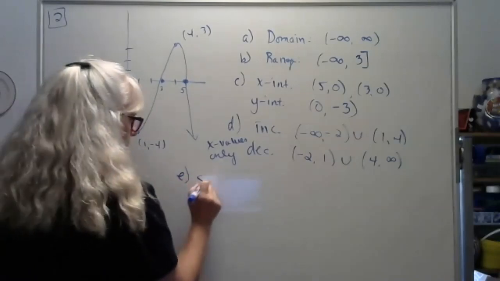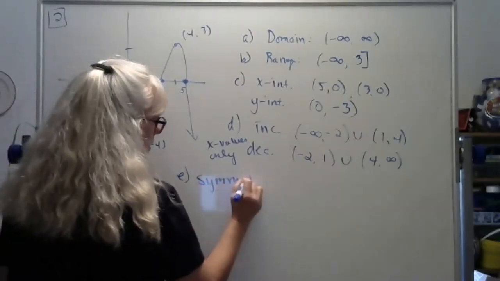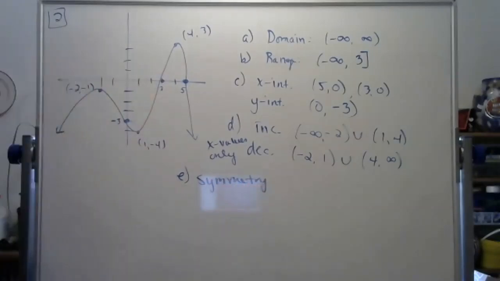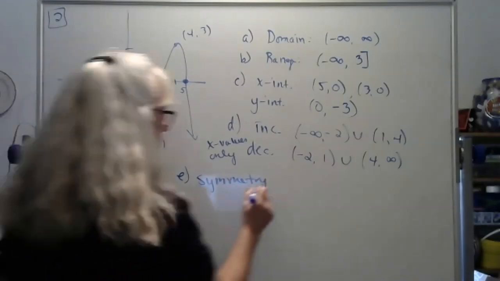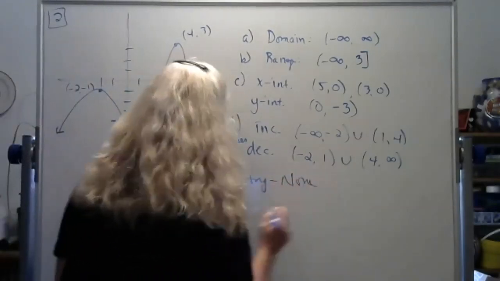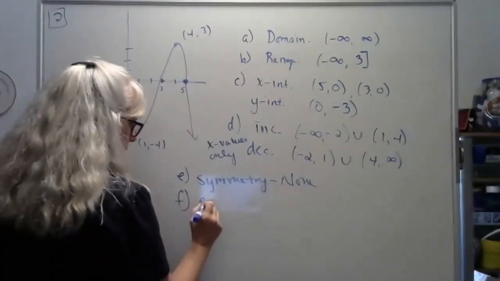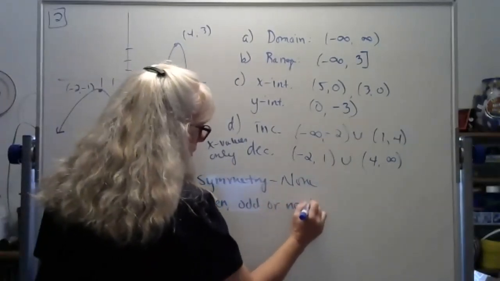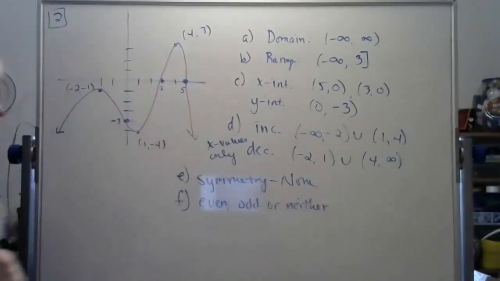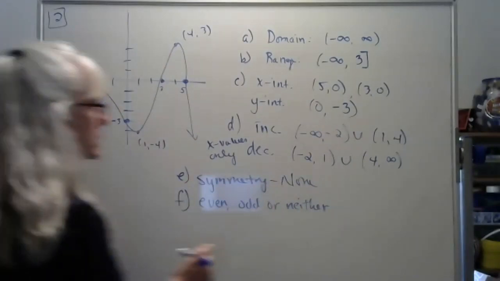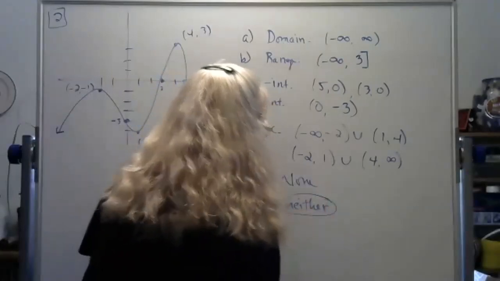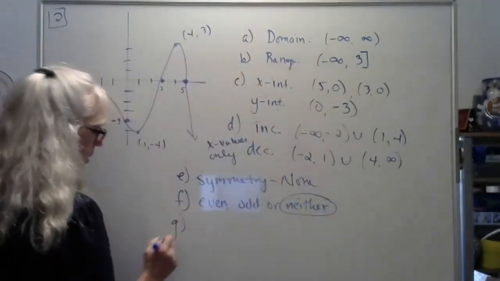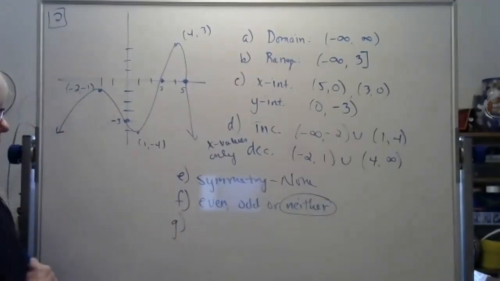Okay, what about symmetry? Does this particular graph have any symmetry? No. So none. Okay, part F. Is it even, odd, or neither? Neither. Correct. So we'll simply write neither to make it easier on ourselves. And then the last thing I'm going to ask are the maximum values and minimum values.